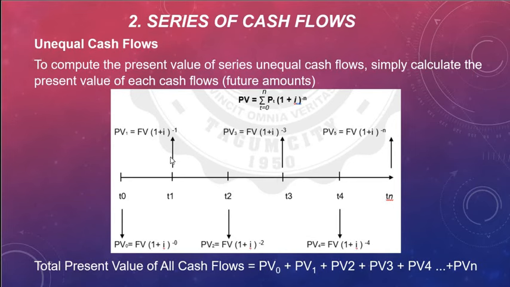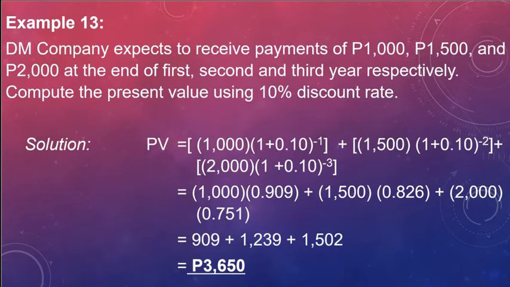So, again, itong mga matatanggap mo, 1,000, 1,500, 2,000, kung susumahin mo, that's 1,000 plus 1,500, that's 2,500, plus 2,000, that's actually a total of 4,500 na total na matatanggap mo in the future. But if you're going to compute its present value, it is only worth 3,650 today. So, kung karon nimo siya nadawat, ang iyang worth is only 3,650 lang. No, I hope you understand it well.